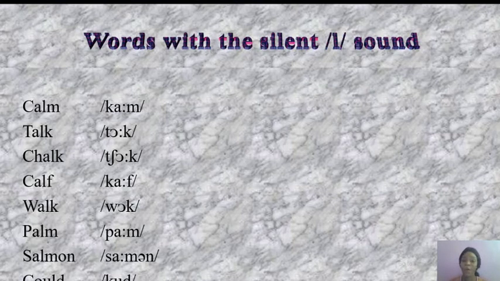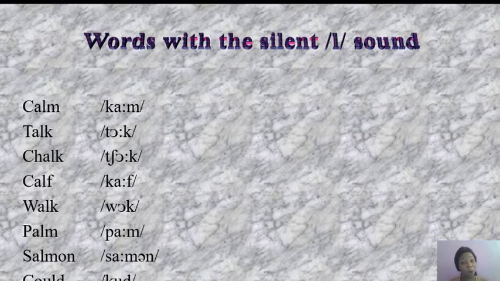Calm. We have the word talk. Stop talking. Not talk with the L. No, the L sound is also silent. We have chalk. Chalk, used to write on the board. Chalk, not chalk with the L. We have calf. Calf, not calf with the L.